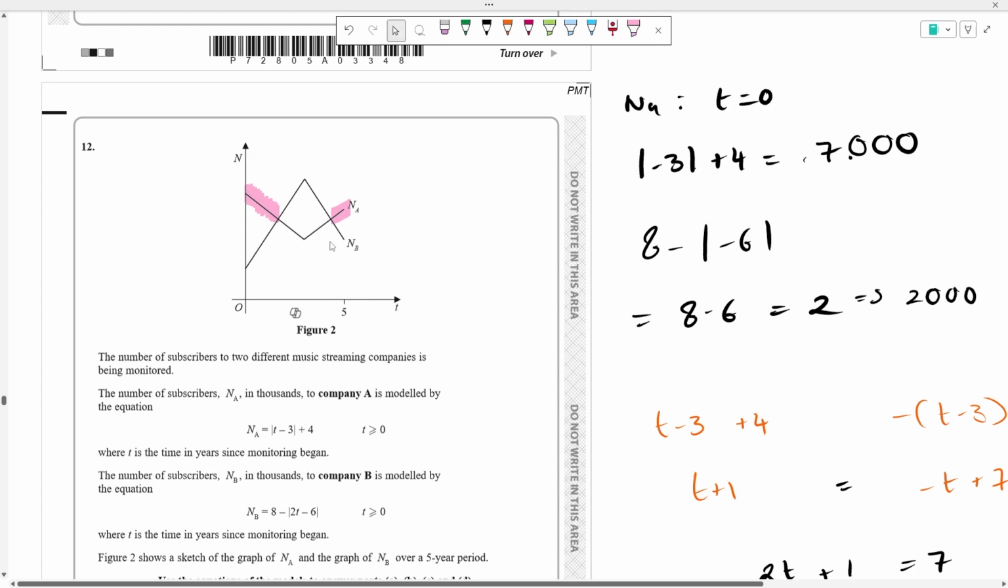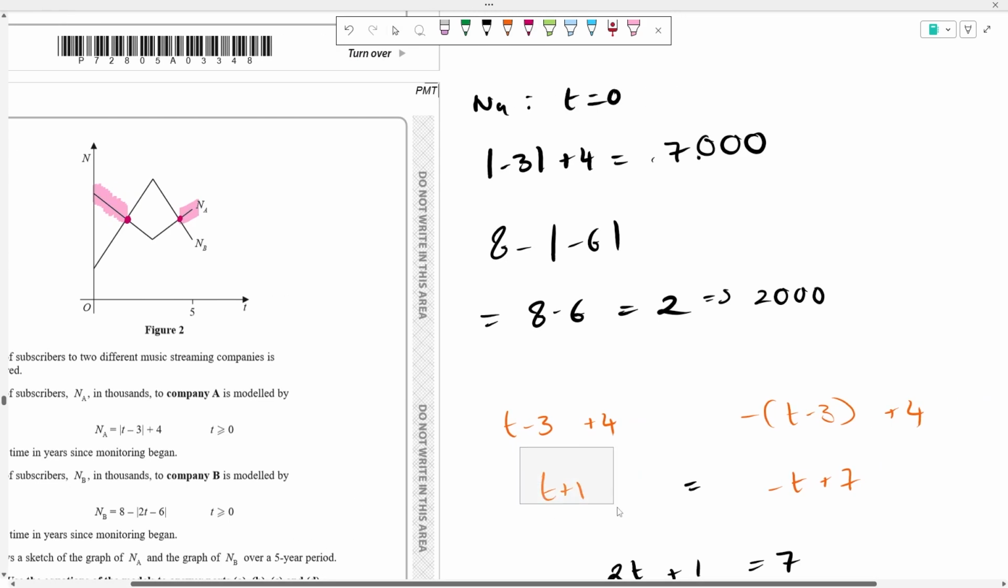Okay? So we need to essentially work out the key values, or the key points. What are these two intersection points? We already looked at our two straight line equations that the modulus graph consists of. Well, our NA, this part here, I'm going to make a little note of it here. This is going to be minus t plus 7. This is going to be t plus 1 going up.